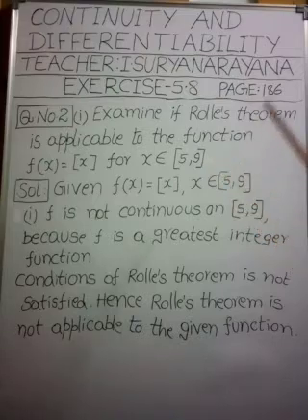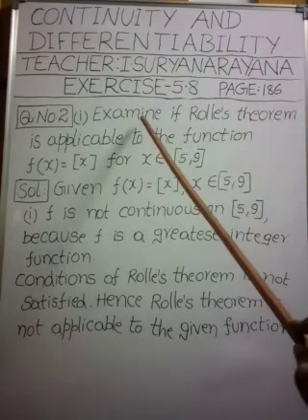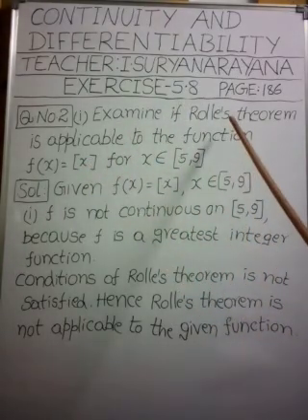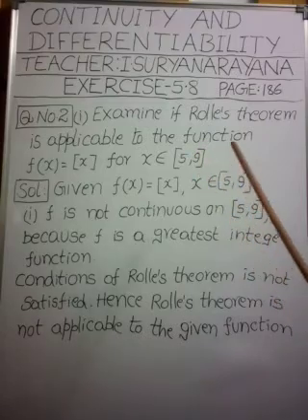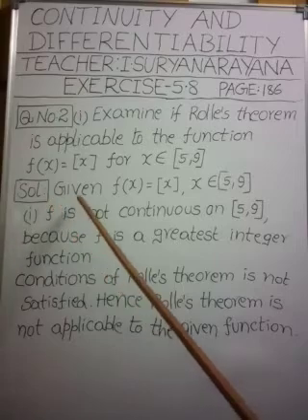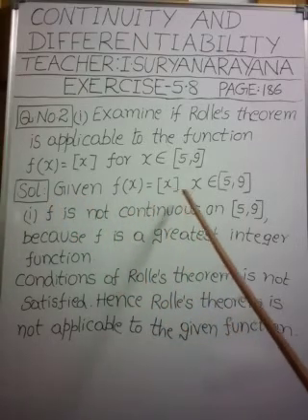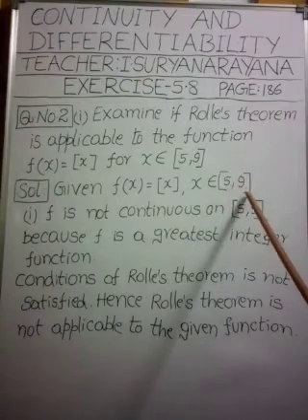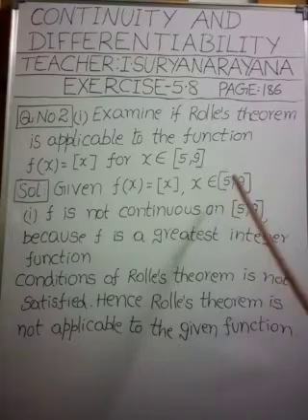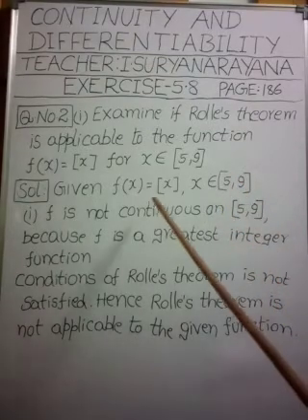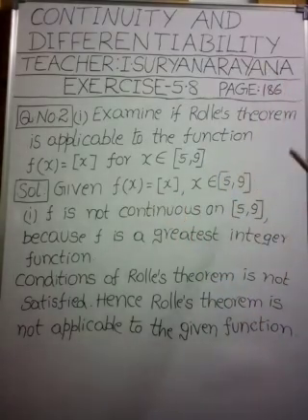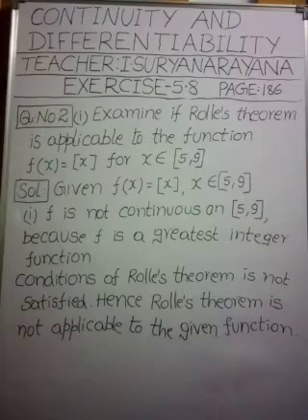Understood this question, my children? We have to examine whether the given function satisfies Rolle's theorem's conditions or not. Come to the solution part. Given function f of x is equal to [x], x belongs to the closed interval [5, 9]. I have written the given data here. If you observe the given function, it is a greatest integer function. Previously we have discussed that the greatest integer function is not continuous.